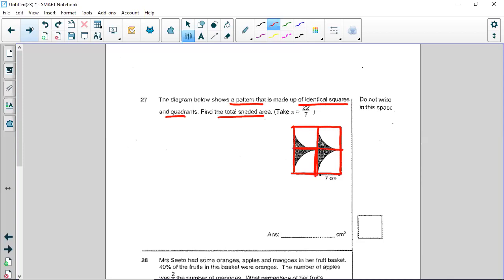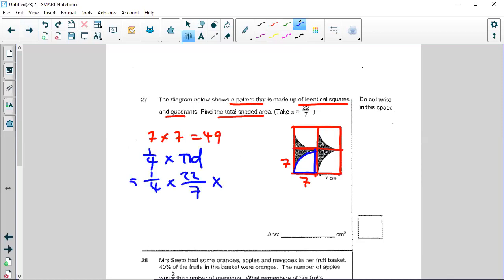Can we find one small square? What's the area of one small square? 7 times 7, which is 49. And then I want to find the quadrant. What's the area of this quadrant? I take 1/4 in front and then times the formula, pi d, so 1/4 times pi times diameter. Now, a quadrant has no diameter; what you see is the radius. So how do you get the diameter? Just take the radius times 2. And with no calculator, you change the whole number into a fraction, then you cancel.